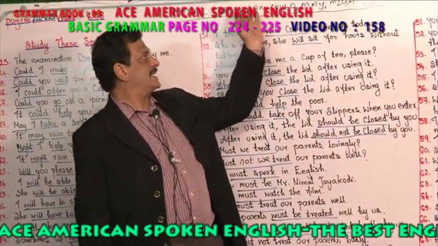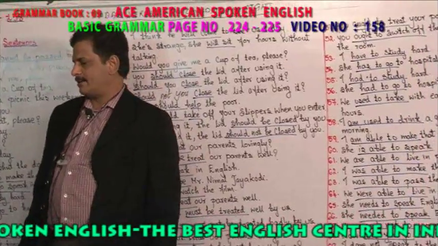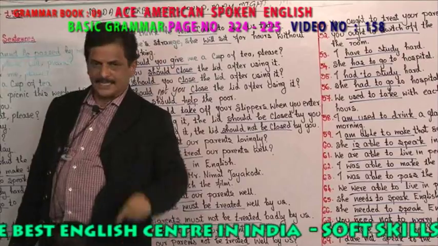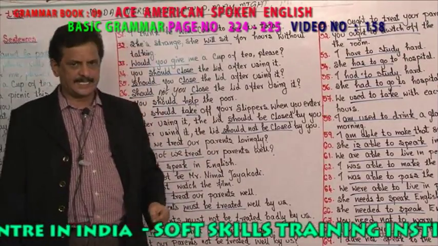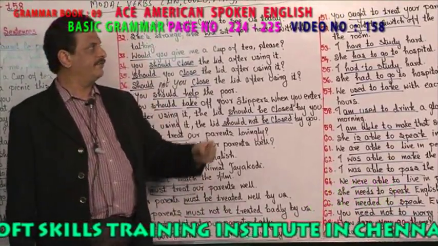What you're going to see is the modal verb can. Can is used when you want to say something is possible in present and in future. I can speak in English. I cannot speak in English, in present and in future.